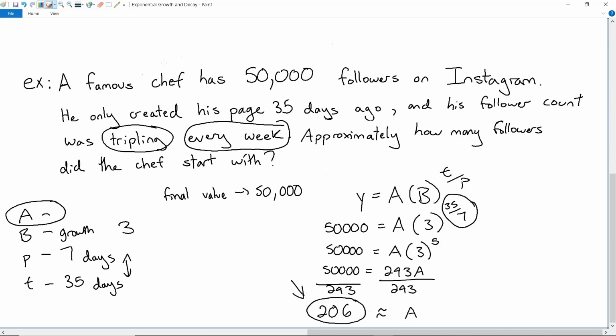So hopefully these examples have given you a better understanding of how you can set up exponential growth and decay equations and how they can help you solve for missing information.